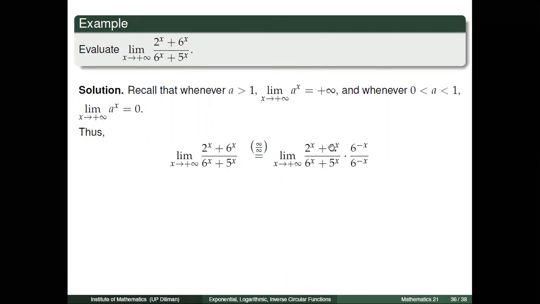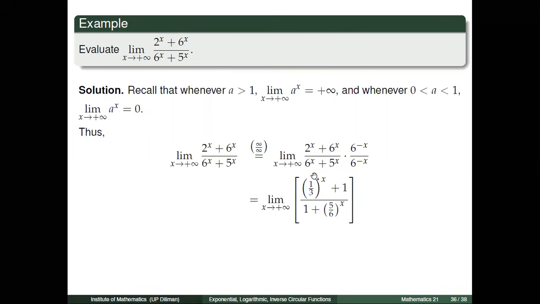We distribute first. So we have the limit as x approaches positive infinity of 2 to the x over 6 to the x, which combines as 2 over 6 raised to x, or 1/3 raised to x, plus 6 to the x over 6 to the x, or 1, all over 6 to the x over 6 to the x, or again 1, plus 5 to the x over 6 to the x, which combines as 5 over 6 raised to x.